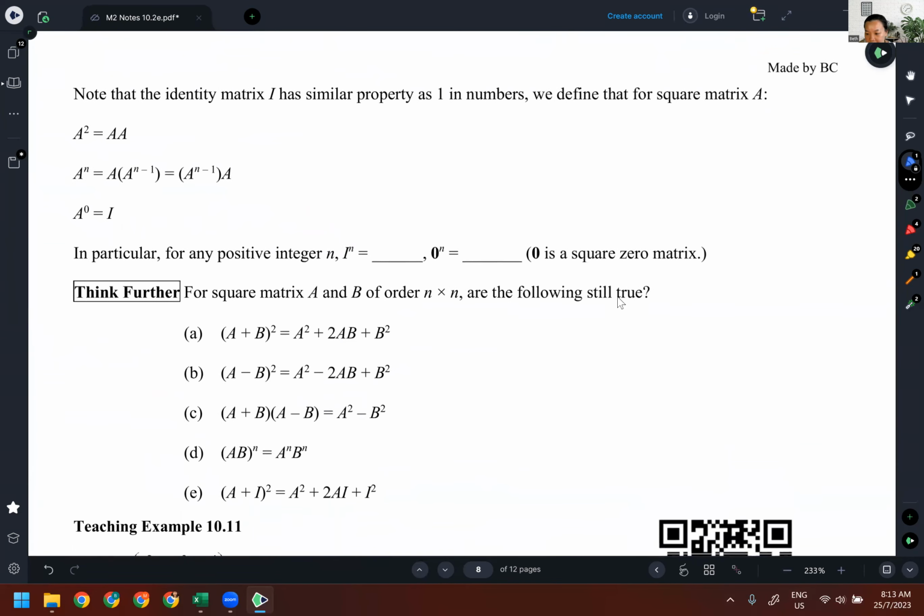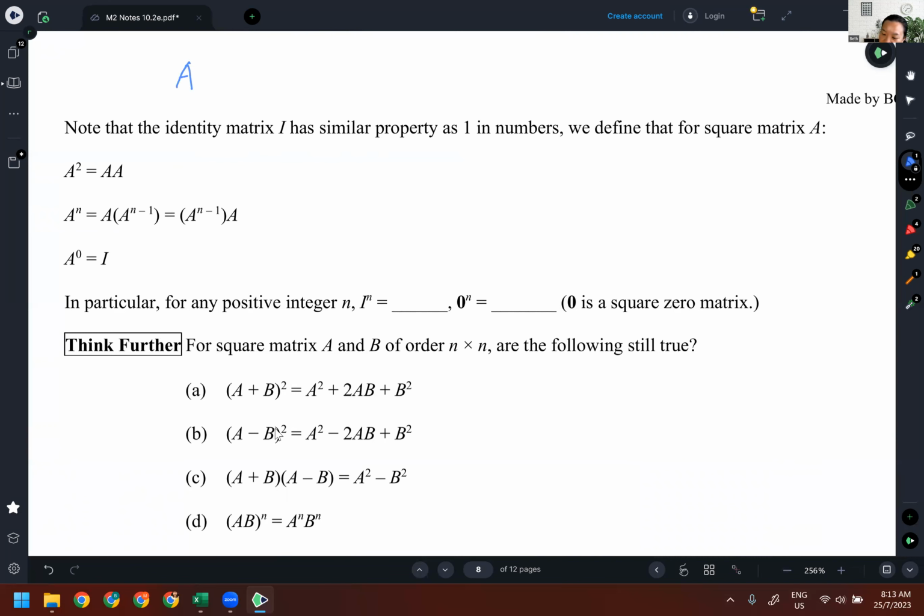Please note that the identity matrix acts very similarly to the number 1 in numbers. Why? Because you see, AI equals IA equals A. It means I does not change the outcome of the multiplication. That's very similar to 1. Now A times 1 equals 1 times A equals A.